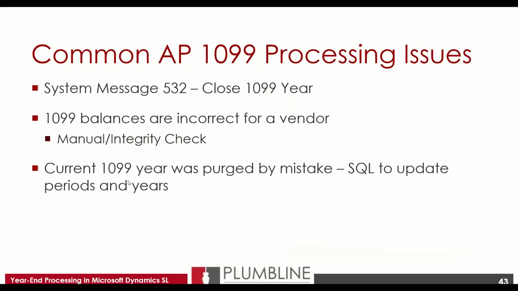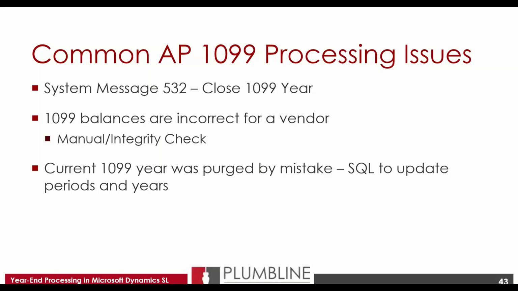Now, some common 1099 processing issues. So you could potentially see a system message 532. That could be received when you're trying to print AP checks if your check date year is not yet an open 1099 year. If that's the case, go ahead and use your 1099 calendar year control screen to purge the oldest year and roll those forward.